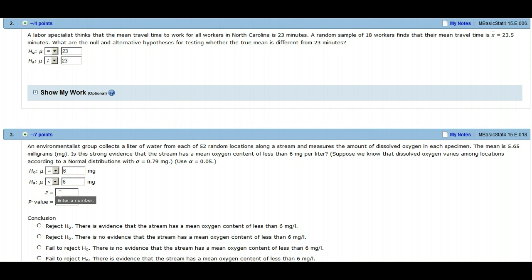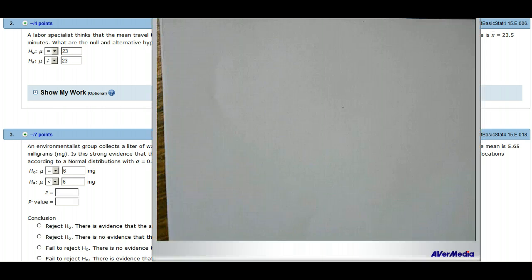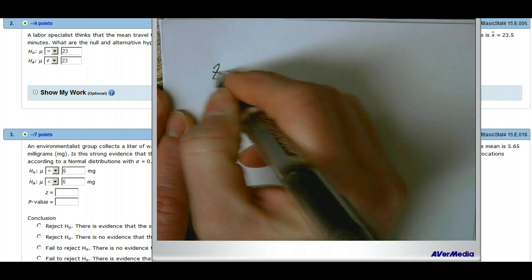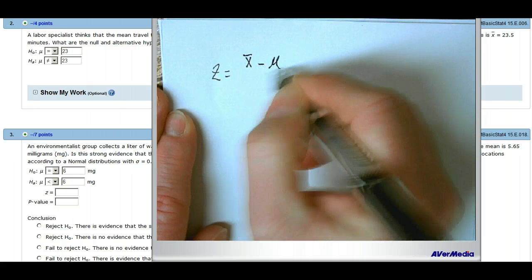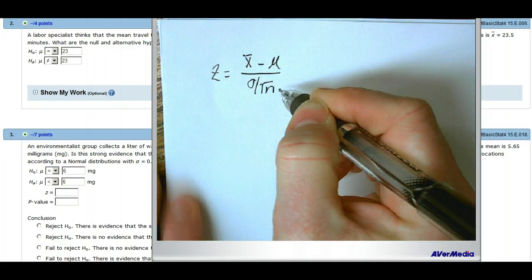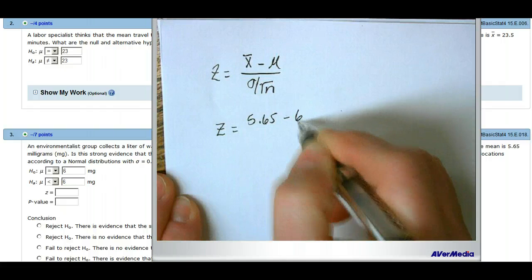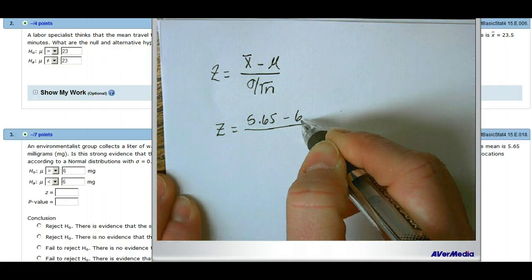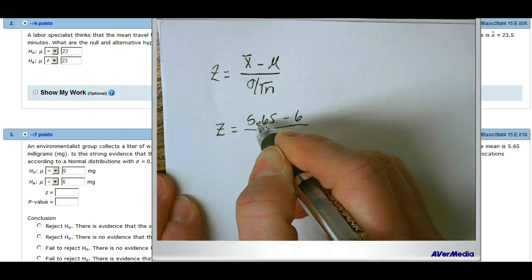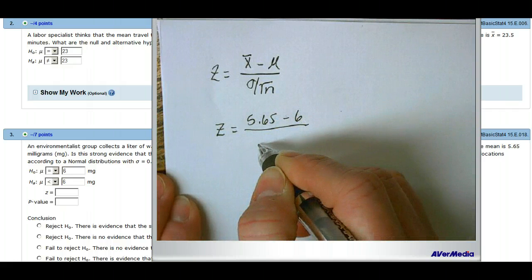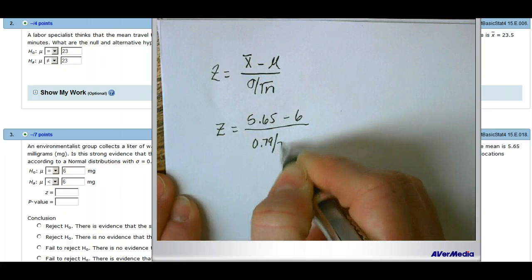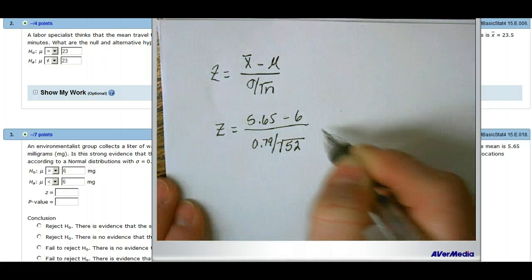Okay, next we have to calculate our z-score. This is still using the same formula we've used before. Z equals X bar minus mu, over sigma divided by the square root of n. So in this problem, X bar is 5.65, mu is 6. This mu will always be the number that's in your null and alternative hypotheses. X bar will always be from the sample. Sigma was given to us as 0.79, divided by the square root of n. There were 52 samples, so n is 52.